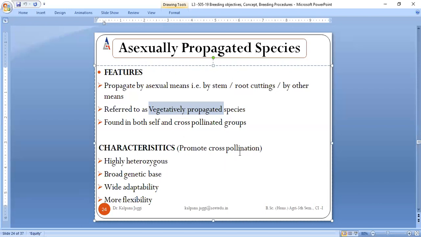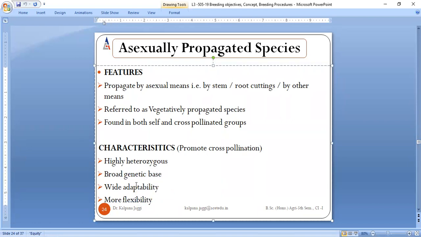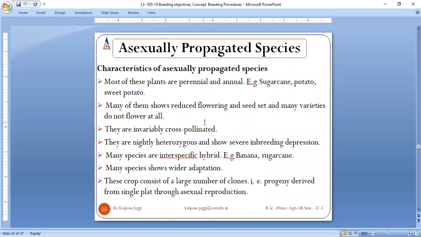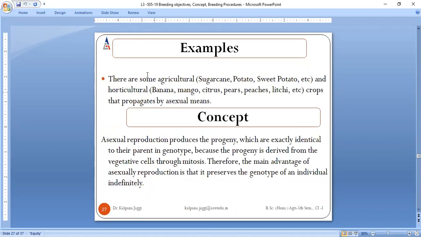Now, of these two groups, the reason that promotes cross-pollination is that it is very heterozygous, has a broad genetic base, wider adaptability and more flexibility. So these are all the reasons due to which cross-pollination takes place in asexually propagated species. These are the further characteristics. These are the methods of breeding asexually propagated species. You just need to remember the methods. These are the examples. So the concept is again very clear.